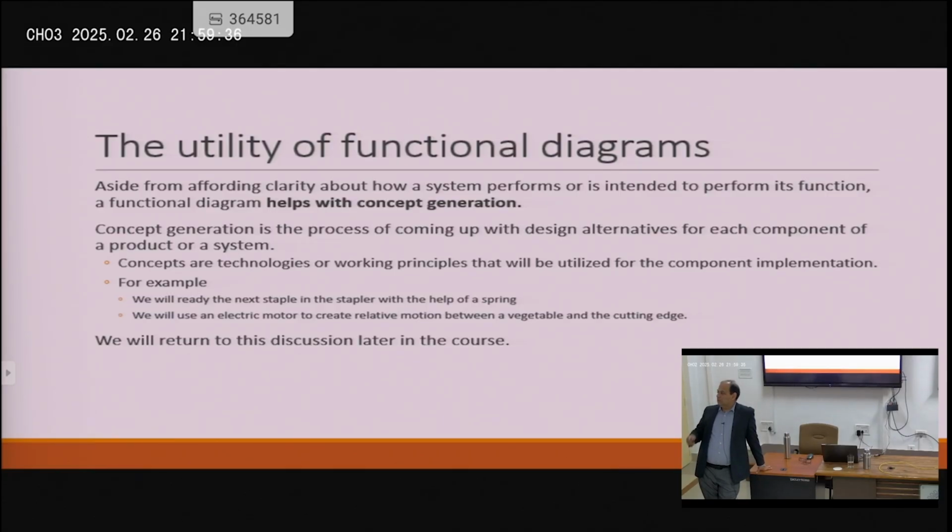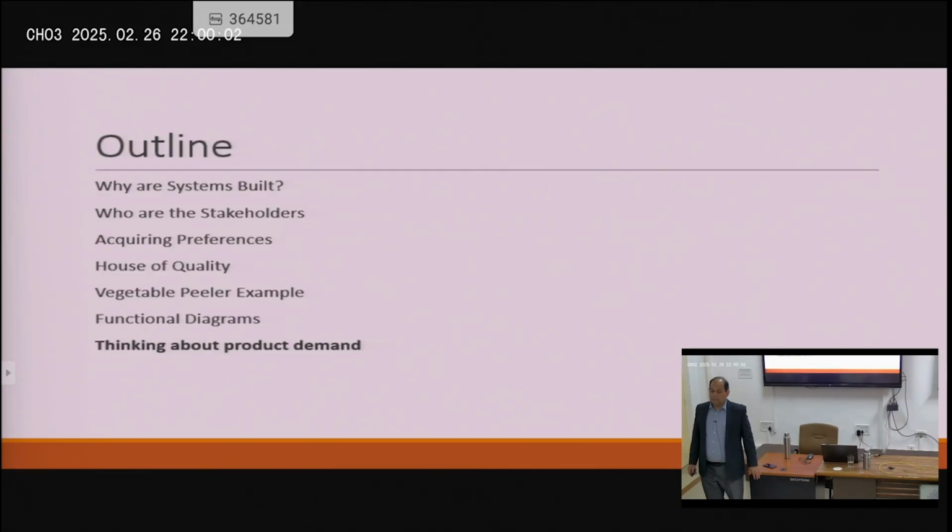And then we'll return to these discussions later in the course, and even some of this would be referred to later in this lecture itself. So now this was one way of customer preference, right? So I will come back to concept generation, but we talked about customer needs and all that.